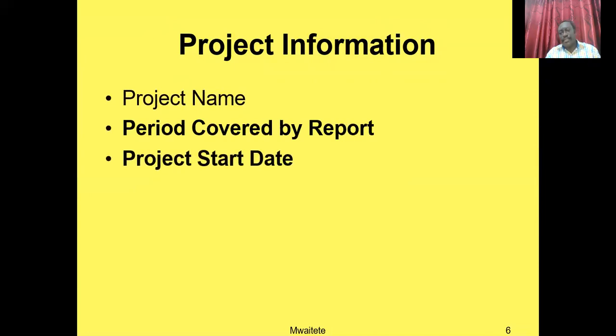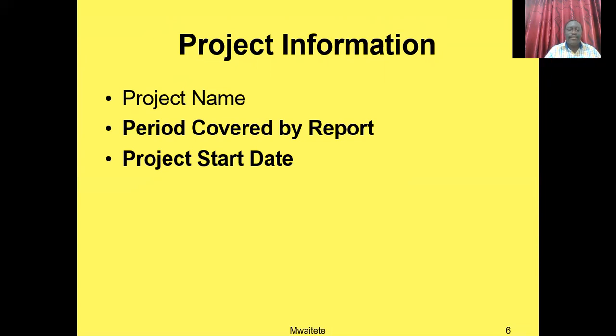Here, you must get project information. It will start with the project name. What is the project name? This is when you start writing. The project name is, for example, support for orphanage. And then the period covered by the project report: when are you covering, from this date to that date.